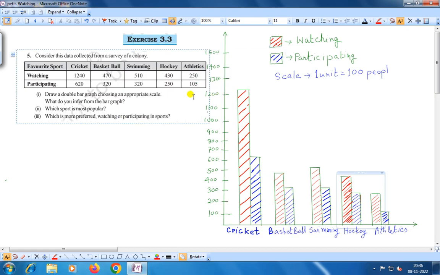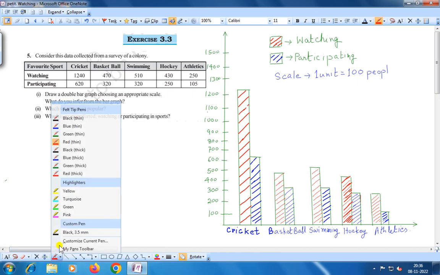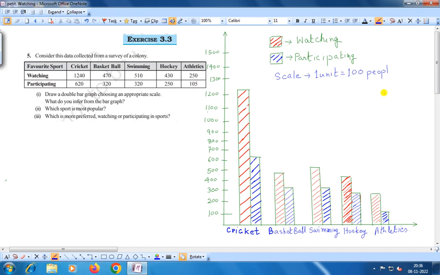Here we have drawn the double bar graph. This red column represents watching, and this other bar represents participating. The scale we have taken is 1 unit equal to 100 people. Therefore we have 100, 200, 300, 400, 500, 600, 700, 800, 900, 1000, 1100, 1200, 1300, 1400 and 1500.